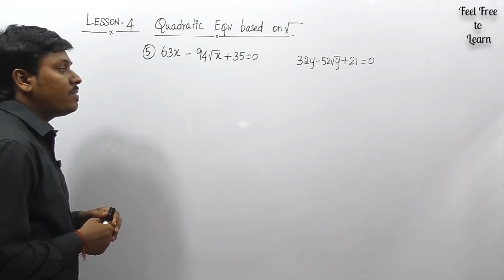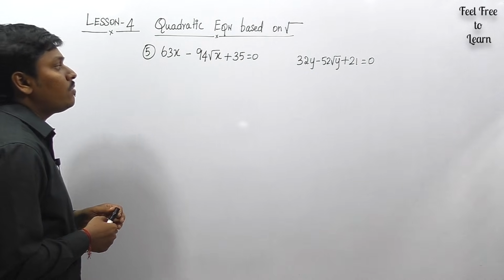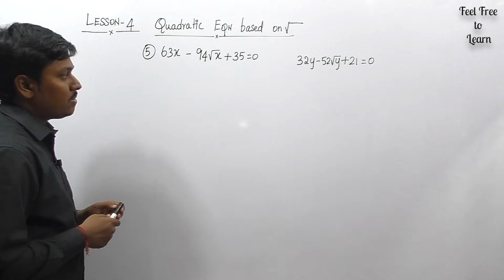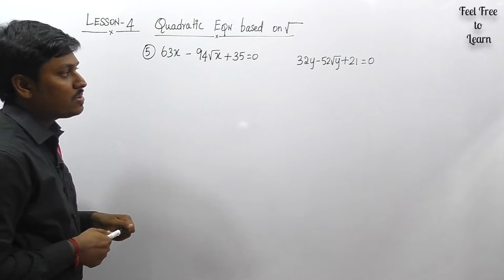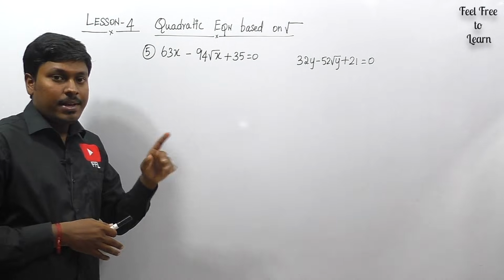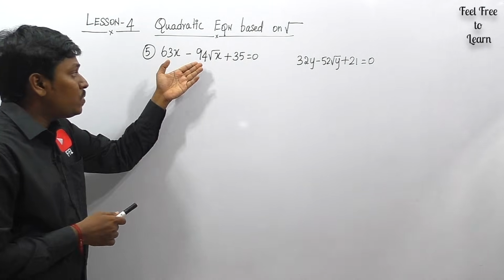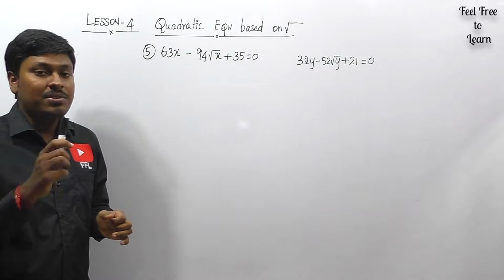The last, fifth question in lesson number 4. 63x minus 94 root x plus 35 is equal to 0. Then 32y minus 52 root y plus 21 is equal to 0. So friends, first of all, if you find an equation like this, your step number 1 is you need to convert this equation into a proper quadratic equation. That is your first step.